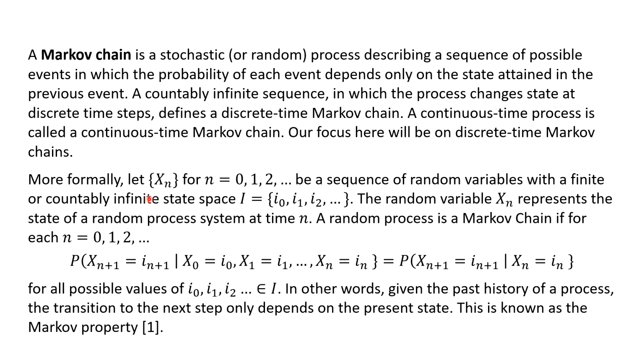So more formally, let X sub n, for n equals 0, 1, 2, and so on, be a sequence of random variables with a finite or countably infinite state space. So these are the states of the Markov chain. The random variable X sub n represents the state of a random system at time n. A random process is called a Markov chain if this conditional probability holds true.